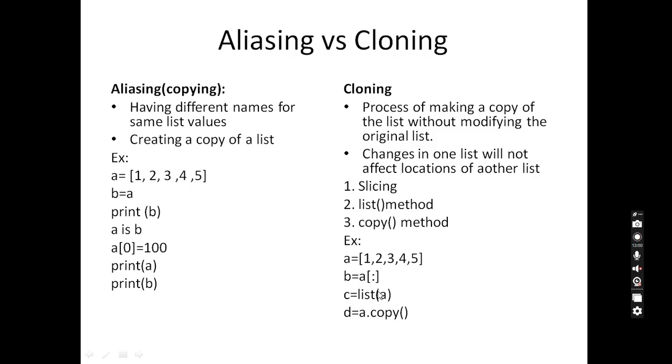Okay, I am passing a list value here, so it will be saved in C. Similarly, I can use the copy method here, a.copy, and it will copy the whole list into D. In this method, if I change list A, it will not affect B, C, D. If I change B, C, D, it will not affect A.